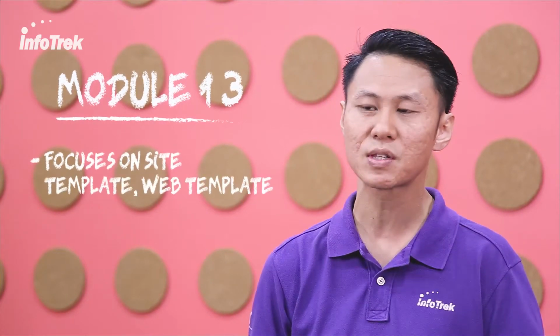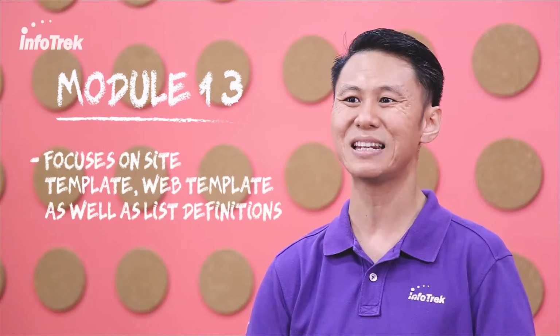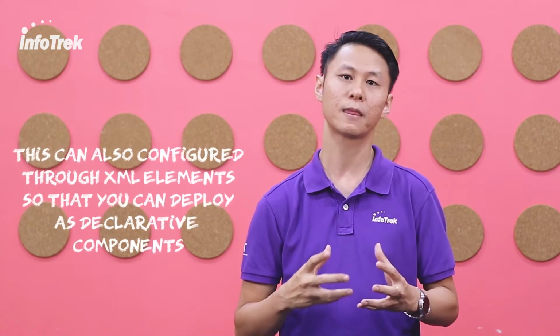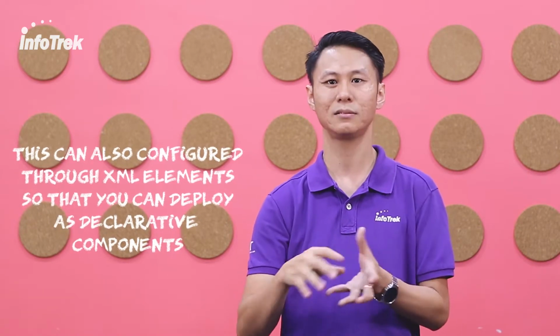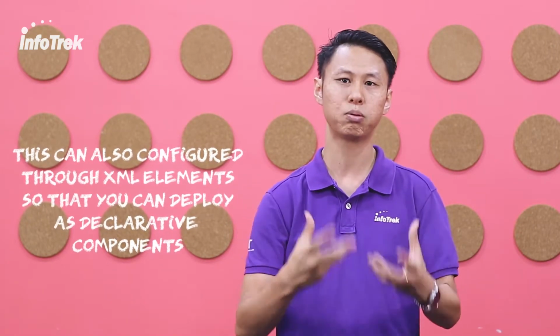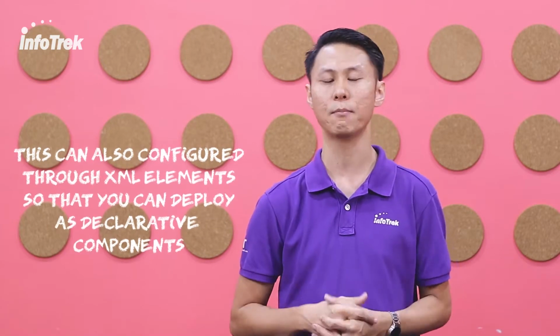Module 13 is a little bit more advanced, whereby you learn about other custom components as well as managing the life cycle of a site. What you learn in this module practically focuses on site templates, web templates, as well as list definitions. You can provide custom templates for both your lists and libraries, as well as the entire site. This can also be configured through XML elements so that you can deploy them as a declarative component.